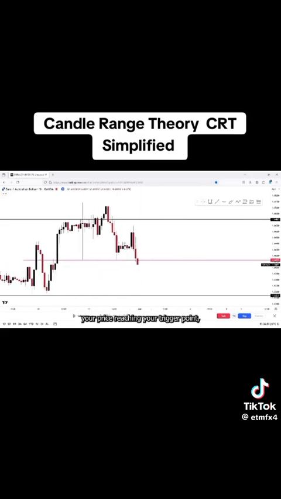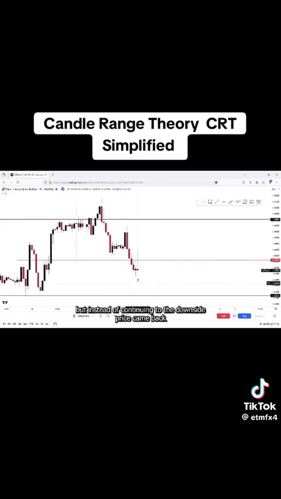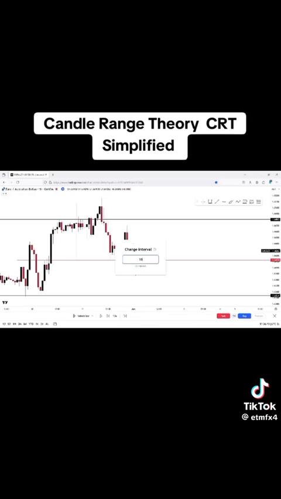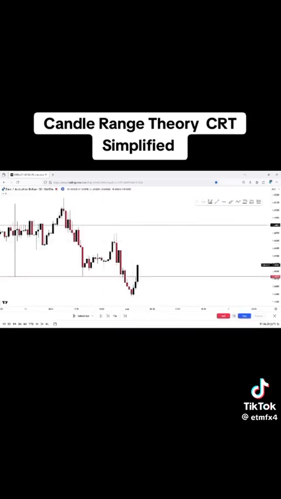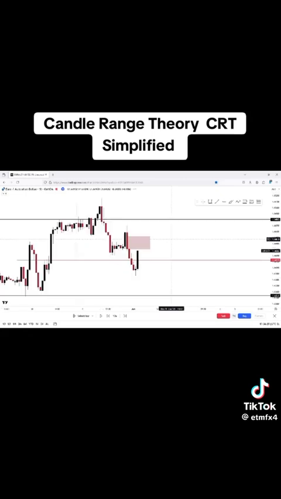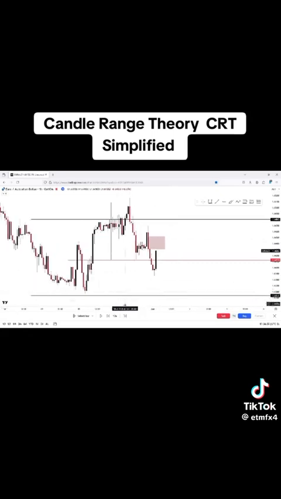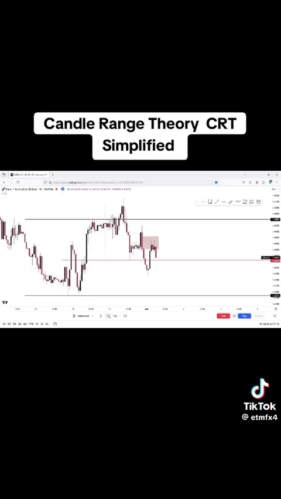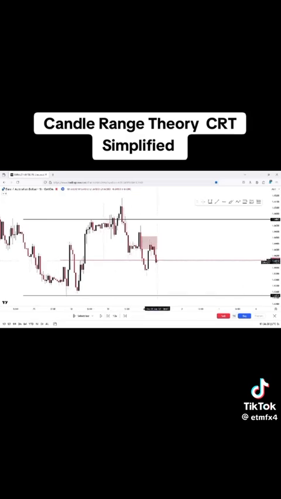So here, your price reaches your trigger point, but instead of continuing to the downside, price came back looking for internal liquidity. So obviously you can mark up the extreme of your range right here and expect a rejection right here. Or if you're not comfortable, you can always go on a lower time frame and look for an order block. So use the order block right here. And now that price reached your trigger point again, you're targeting the low of your range.